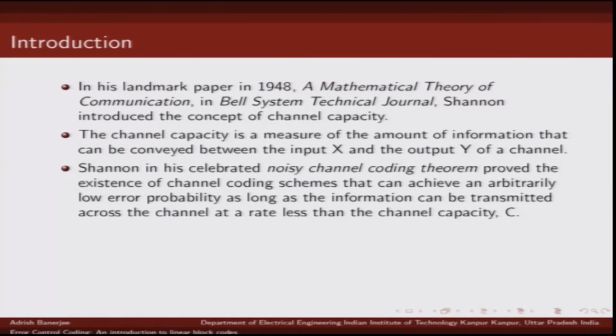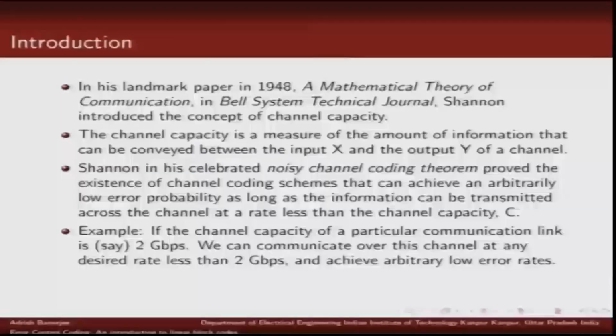So, Shannon showed that there exist good channel codes, so as long as the transmission rate is below channel capacity, we can achieve arbitrarily low probability of error. For example, if the channel capacity of a particular link is 2 gigabits per second, then we should be able to communicate at any rate up to 2 gigabits over this link, and it can achieve very low probability of error at the decoder.